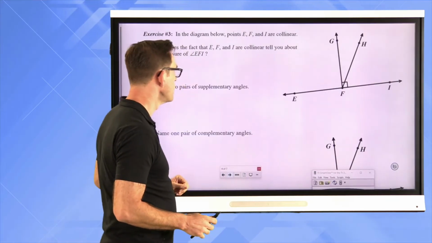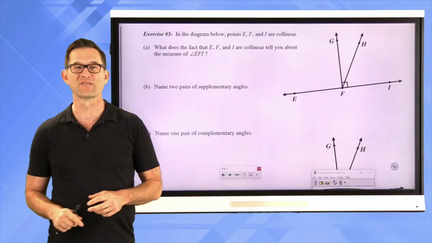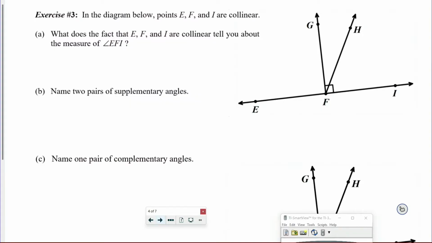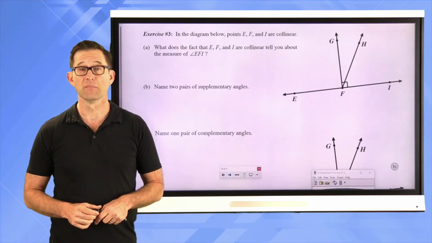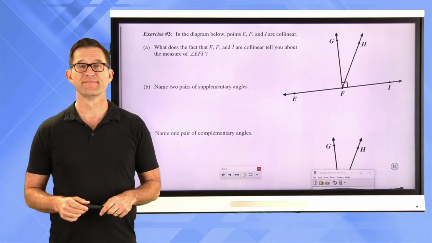Excellent. Wow, we're all over the place there. Let's take a look at exercise number 3. In the diagram below, points E, F, and I are collinear. Letter A, what does the fact that E, F, and I are collinear tell you about the measure of angle EFI? That's simple enough. Why don't you write something down?